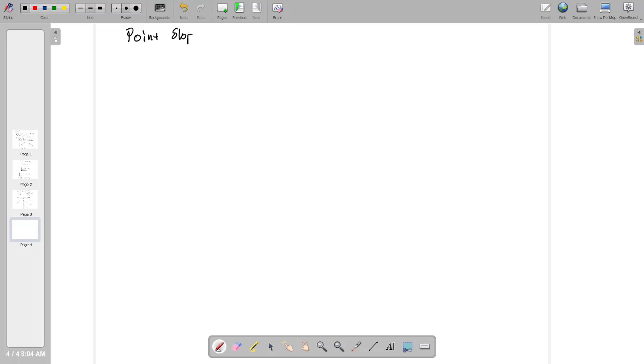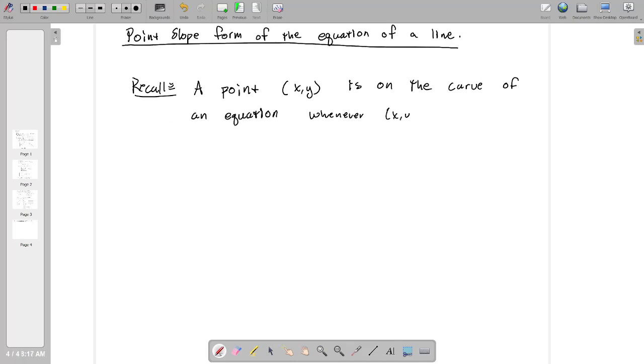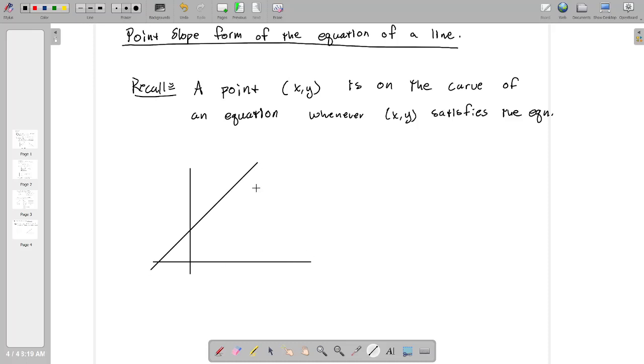Okay, the next thing that I want to talk about is point slope form of an equation of a line. So let's recall something really quickly here. A point (x, y) is on the curve of an equation whenever (x, y) satisfies the equation. It's worth asking ourselves, how do we define a line? What characteristics do we need in order to be able to find the equation of a line?